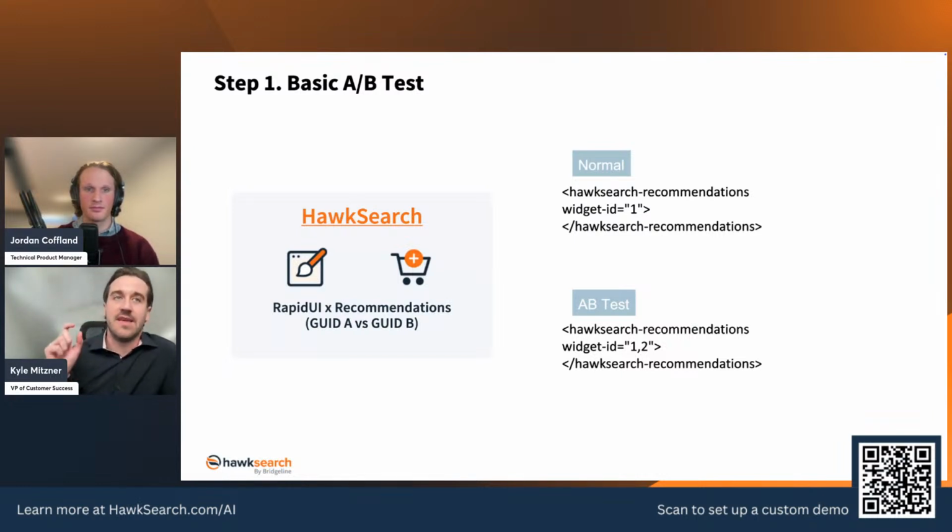You put in the ID of the first widget, and then you put a comma. So a normal widget just has the first ID, the ID that you set up for that recommendation widget. For an A/B test, you simply put the second widget in and put a comma between them, and that's it. It will split the traffic 50-50. You can't change it to 60-40 or 70-30. It's 50-50. It's kind of a wild card. You can check HawkSearch reporting on it, but this is a very basic version of an A/B test inside of HawkSearch.